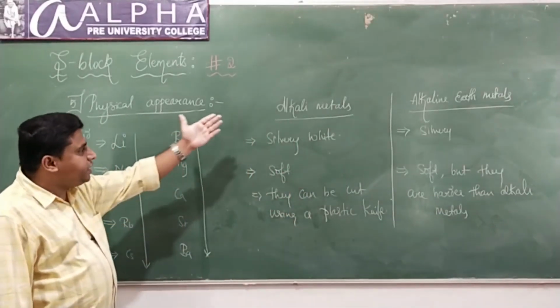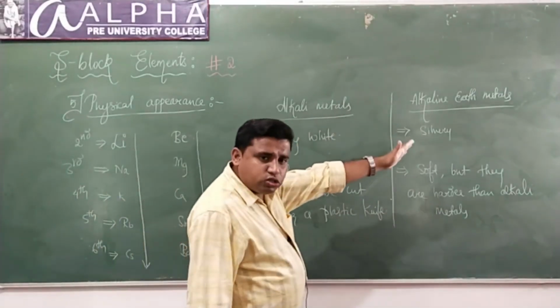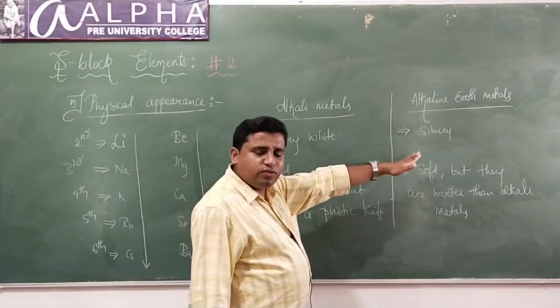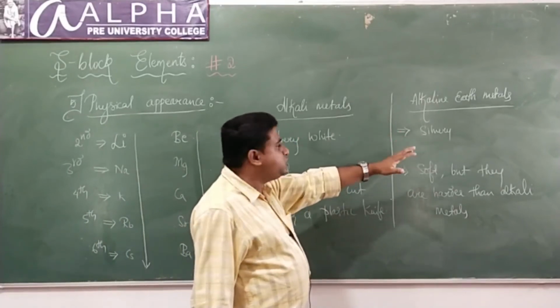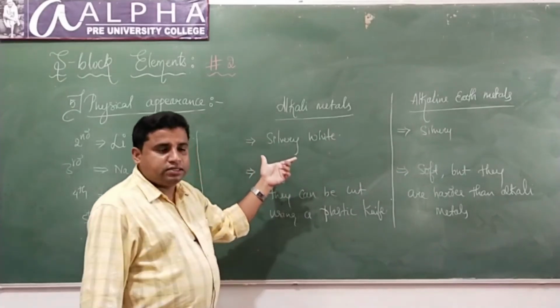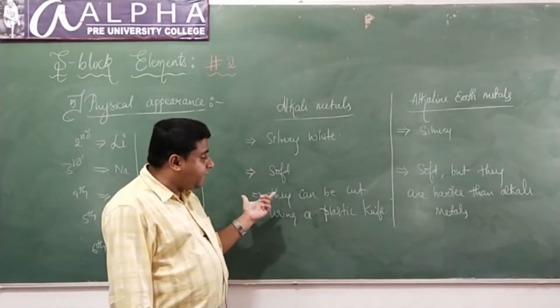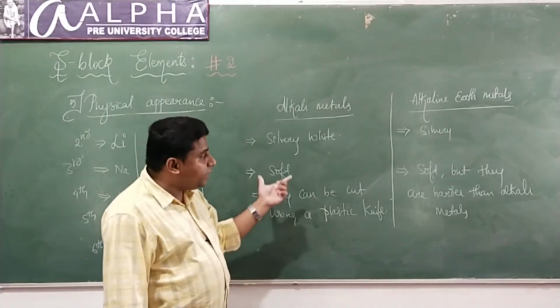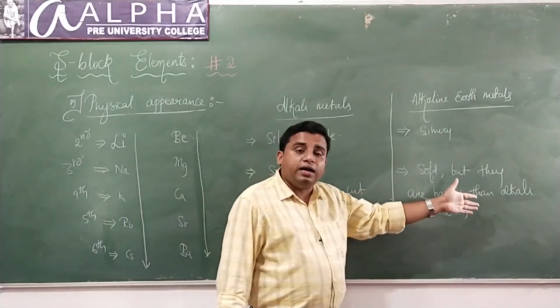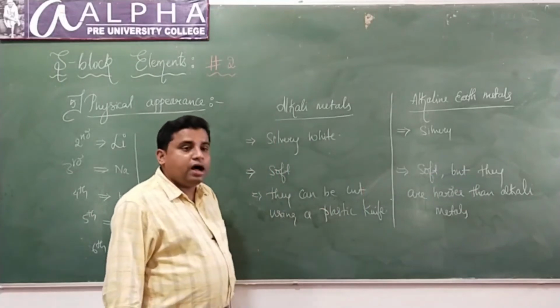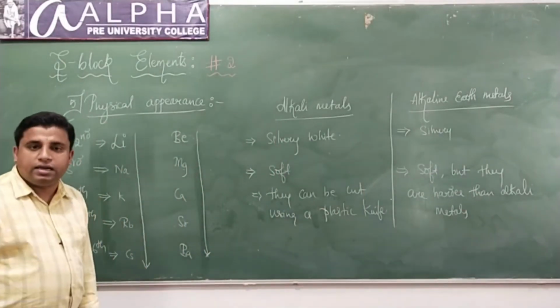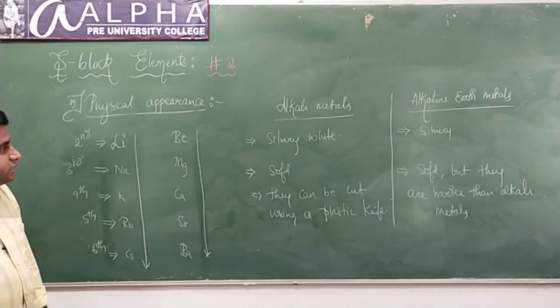Nothing more in that. Alkali metals are silvery white. Alkaline earth metals are also silvery elements, but not as bright as alkali metals. Alkali metals are so soft that they can be cut using a plastic knife. Alkaline earth metals are soft, but harder than alkali metals. Is that simple? Yes.